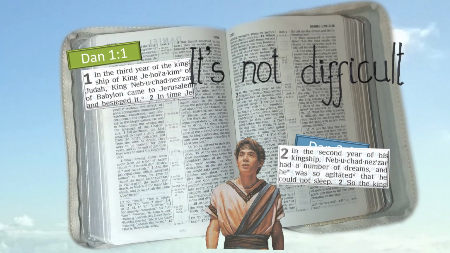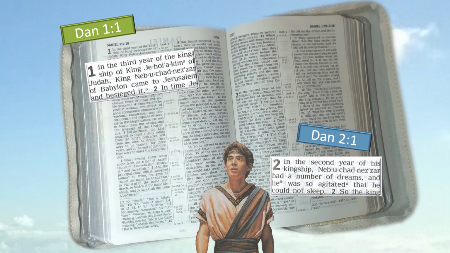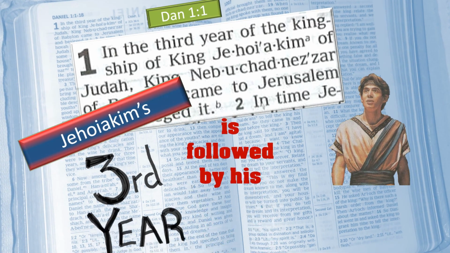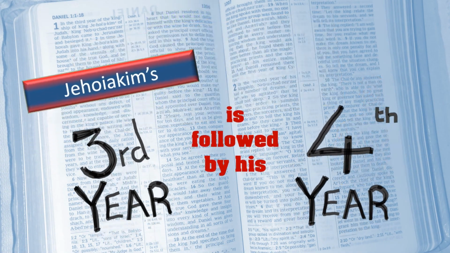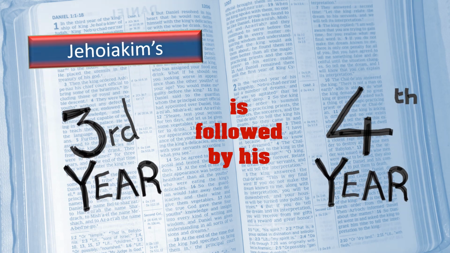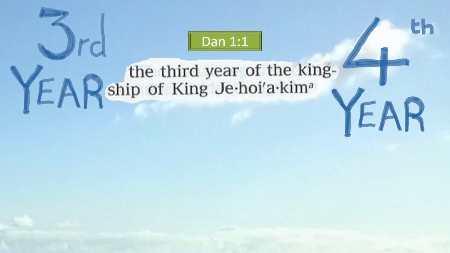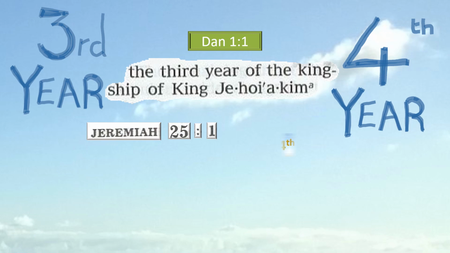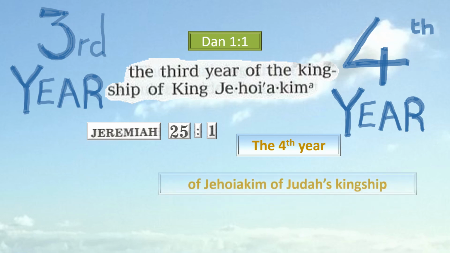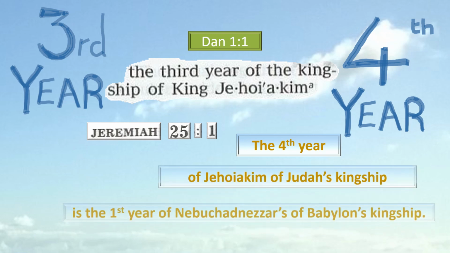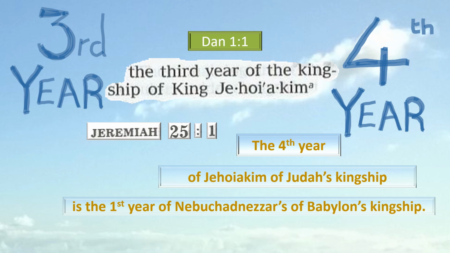It's not difficult. The 3rd year of Jehoiakim's kingship is followed by his 4th year of kingship. Daniel 1:1 speaks of the 3rd year, and Jeremiah 25:1 explains that the 4th year of King Jehoiakim of Judah's kingship is the 1st year of Nebuchadnezzar of Babylon's kingship. This is according to Jeremiah.